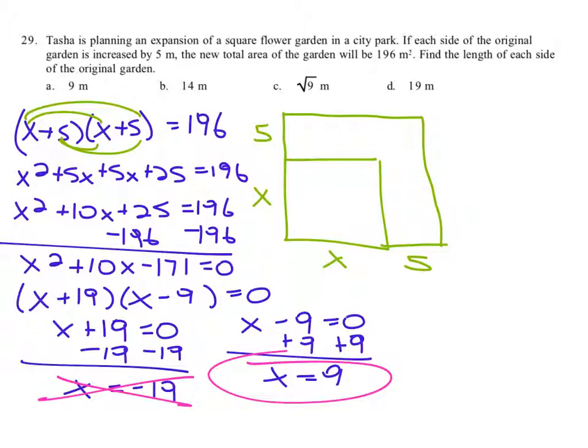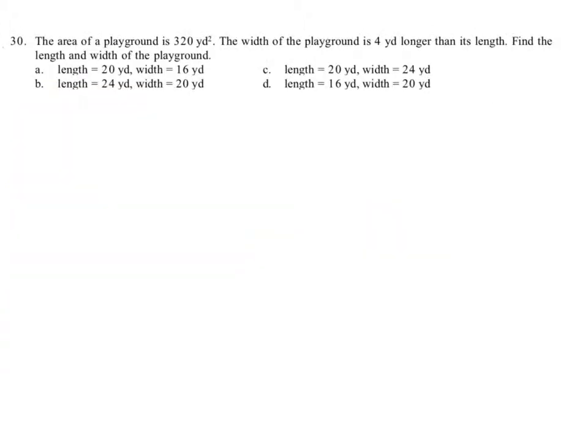So it's got to be the original side length was 9 meters. There it is right there. Okay? The area of a playground is 320 yards. The width of the playground is 4 yards longer than its length.